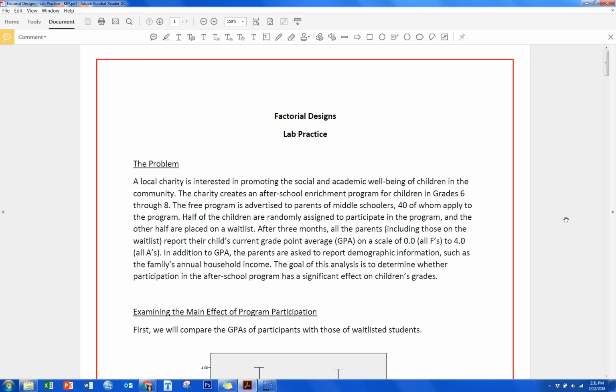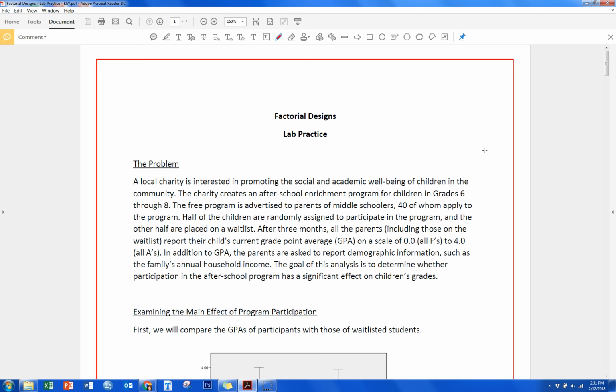Half of the children are randomly assigned to participate in the program, and the other half are placed on a wait list. After 3 months, all of the parents, including those on the wait list, report their child's current grade point average on a scale of 0, which would be all Fs, to 4, which would be all As. In addition to GPA, the parents are asked to report demographic information, such as the family's annual household income. The goal of this analysis is to determine whether participation in the after-school program has a significant effect on children's grades. So what do we have here?